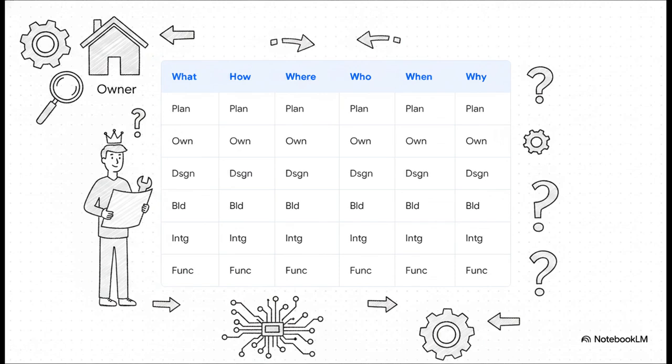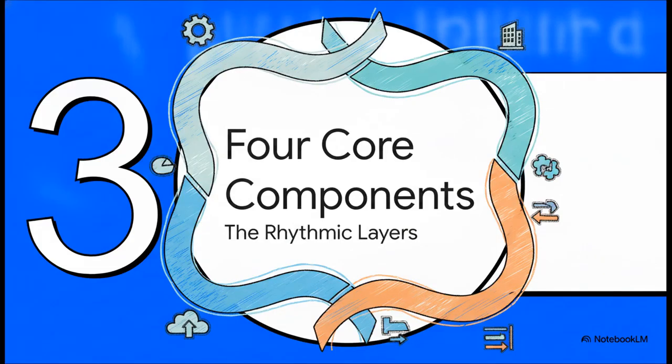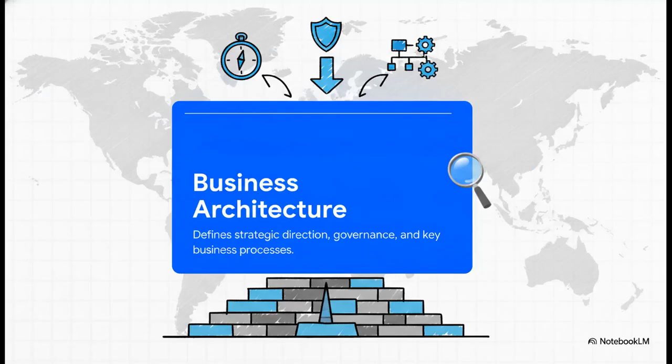Literally nothing falls through the cracks. All right, Section 3, the 4 core components. Let's zoom in on the rhythmic layers and micromechanics of this whole thing. Layer 1 is your business architecture. This is the bedrock. It defines the strategic direction, the organizational structure, and the key business processes. Put simply, it describes what the business actually does, how it operates, and why.